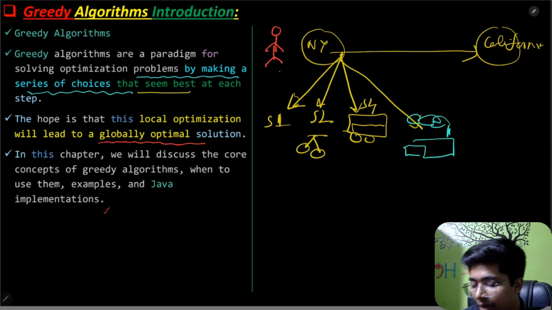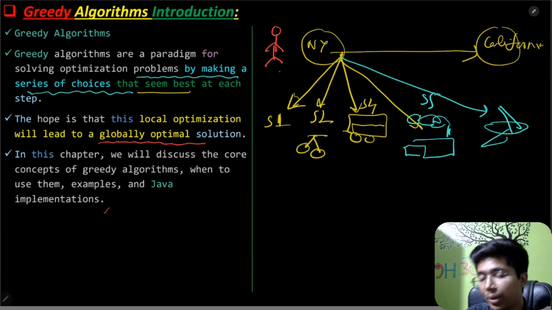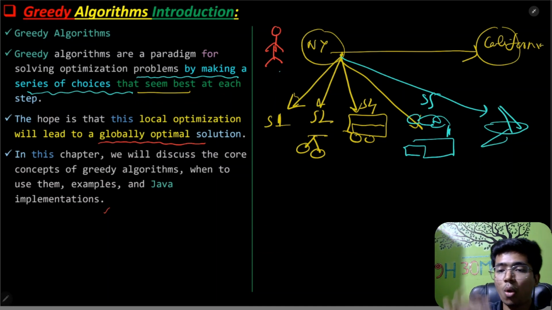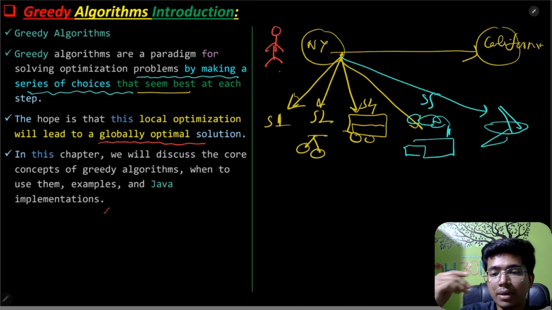And there can be multiple more. There can be also one more strategy, that he can go by plane to New York. So these are the strategies. These are all the tracks or the ways how we can go from New York to California.